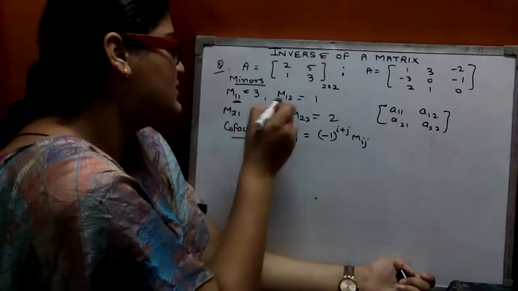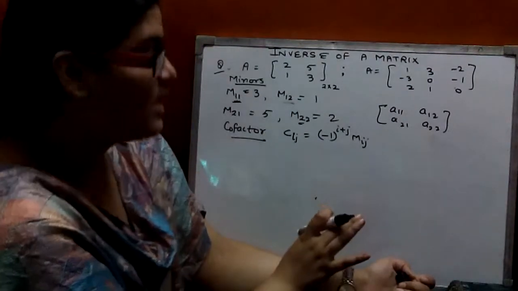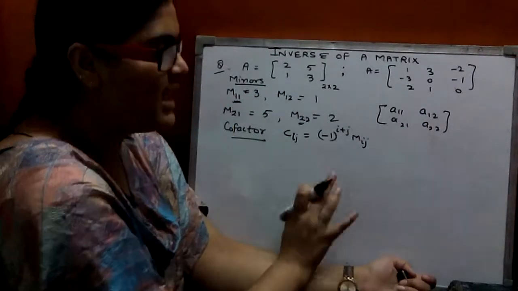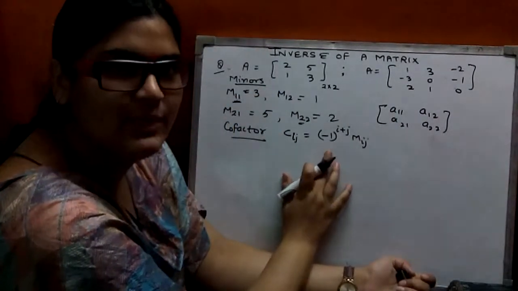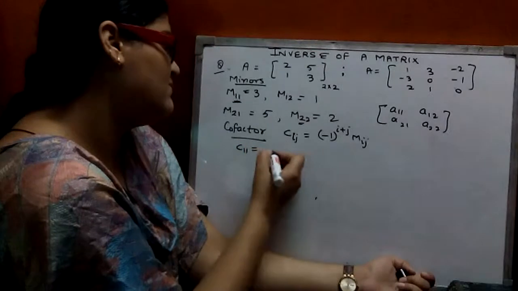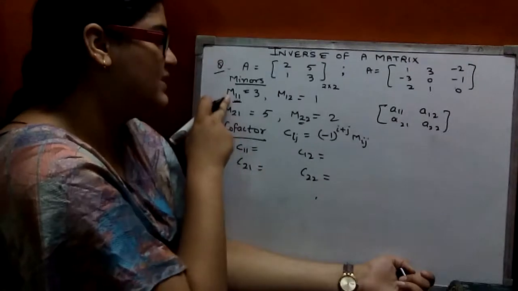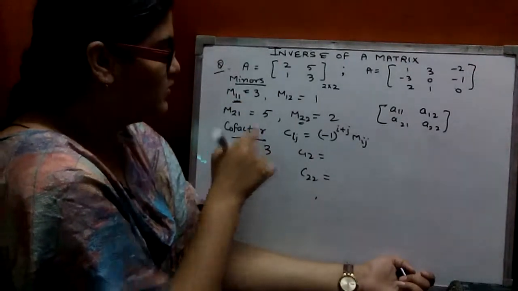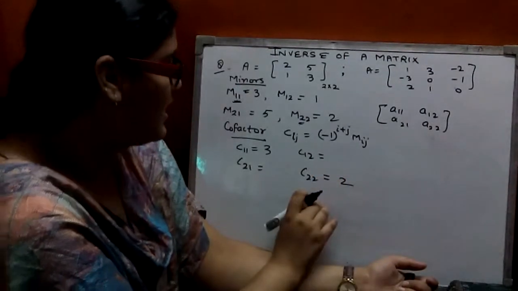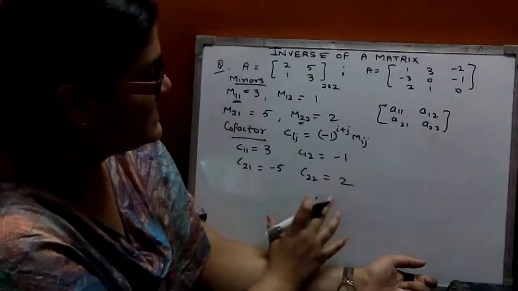So at even positions, when the sum is even, the minors and cofactors are the same. But for minors at odd positions, the cofactors have the opposite sign. Plus becomes minus, minus becomes plus. So for cofactors C11, C12, C21, C22: C11 and C22 remain the same as these are even, but the odd ones change, so this becomes minus 1, minus 5. Got it? These are the cofactors.